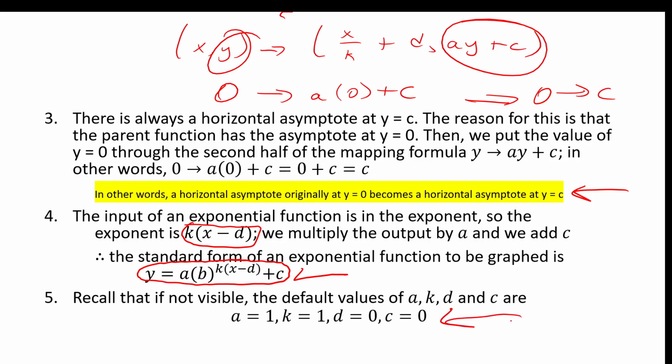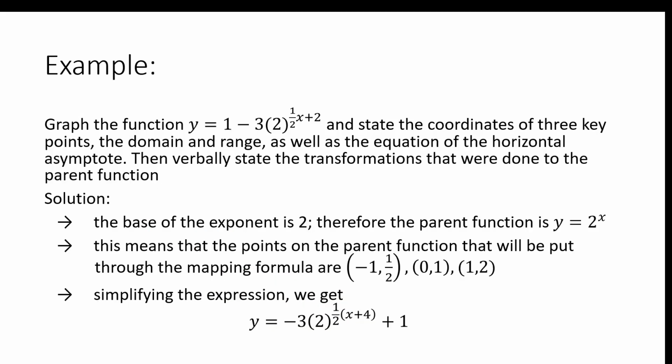And recall that sometimes these values aren't visible, so just like in previous sections, if one of the values isn't seen by you, then the a value is 1, the k value is 1, the d value is 0, and the c value is 0. Those are what I sometimes call the default values. And we've been through all that in previous units.